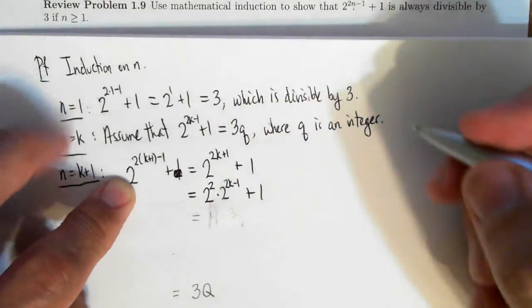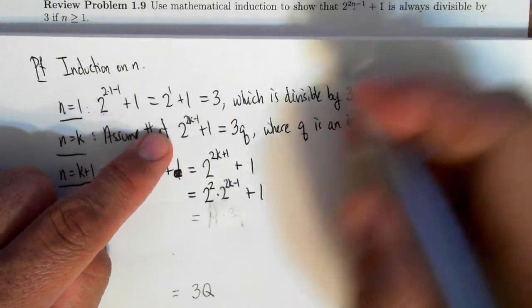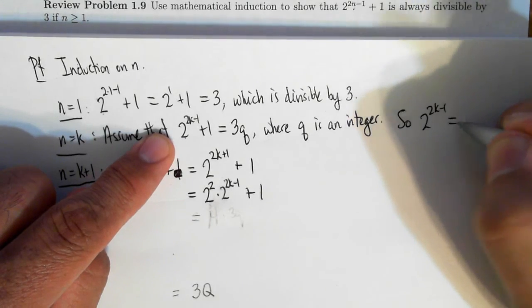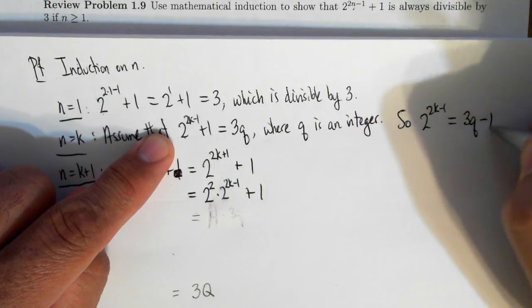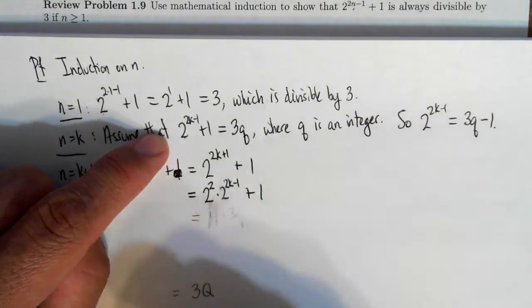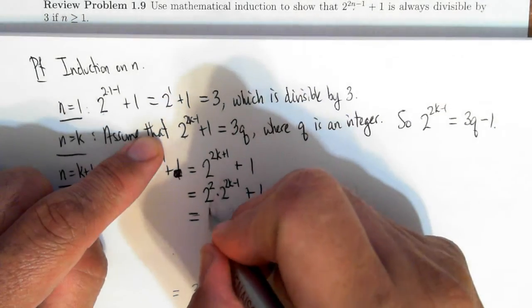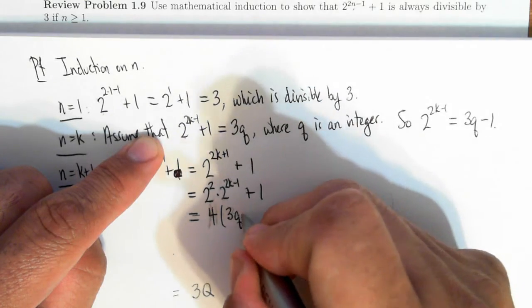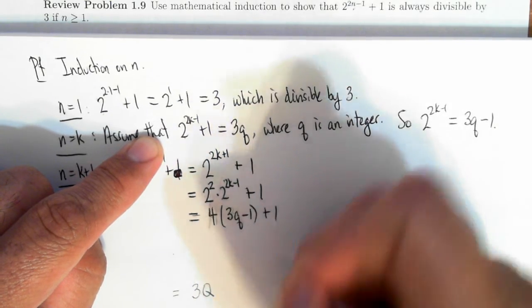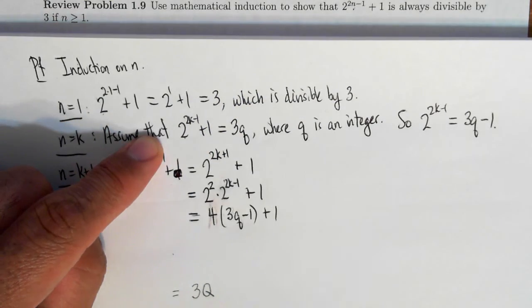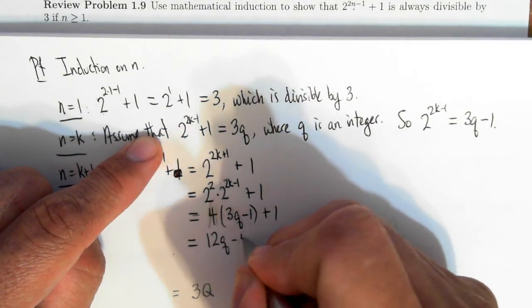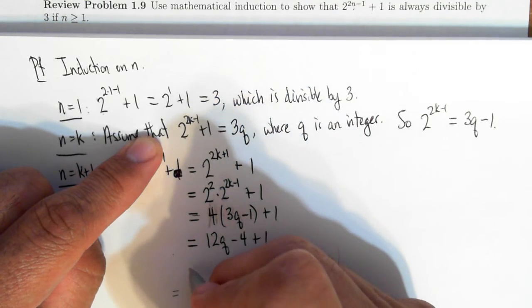Okay, now what do we do? Well, we notice that if I solve for 2 to the 2k minus 1 here, that'll be equal to 3 times q minus 1. And so I can substitute that here: 4 times 3 times q minus 1, plus 1. Okay, so let's multiply out, we have 12 times q minus 4 plus 1.